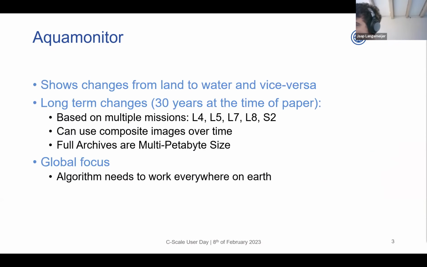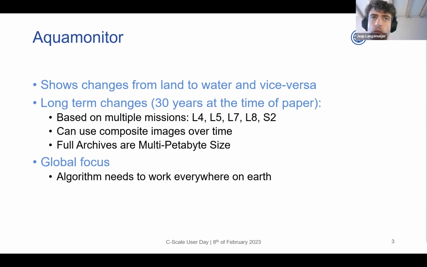What is important to realize is that we look at long-term changes with multiple missions. It goes from Landsat 4 until 8, and also uses Sentinel-2. It uses composite images over time. We create yearly images from all the available satellite imagery from all these missions, and we try to harmonize it and create one image per year. Based on that, we calculate quite a simple regression over the water indices to see whether we see some changes.